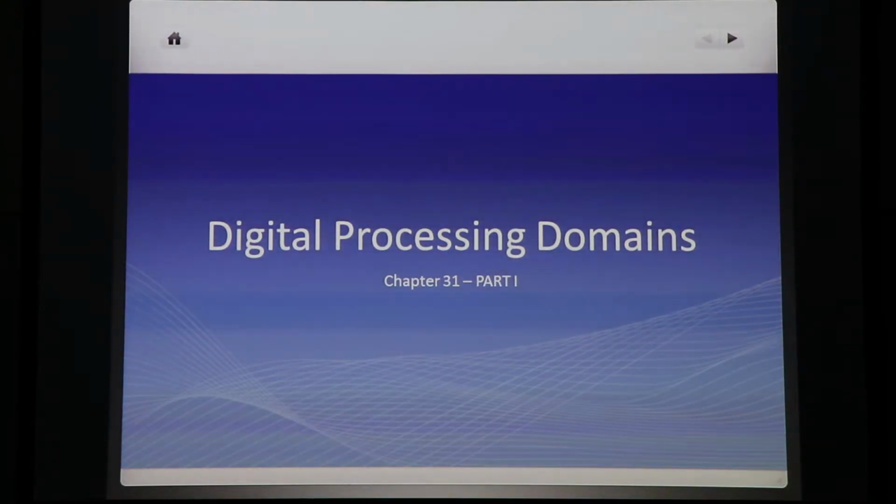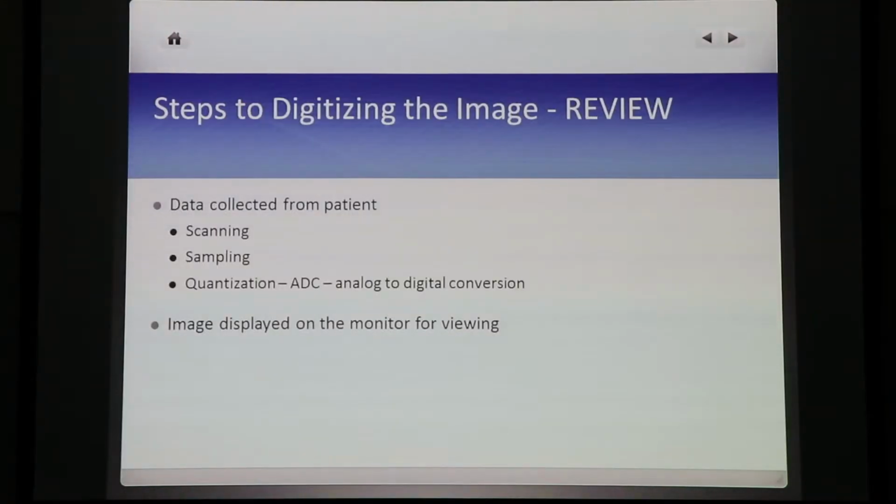So what I want to start talking about for this lecture is the processing domains. This is just basically a review of digitizing the image. The data comes in, it's scanned, it's sampled, and then there's a quantization. So basically we're talking about what's happening during this digitizing of the image as we get ready to display it on the monitor. How does it look?